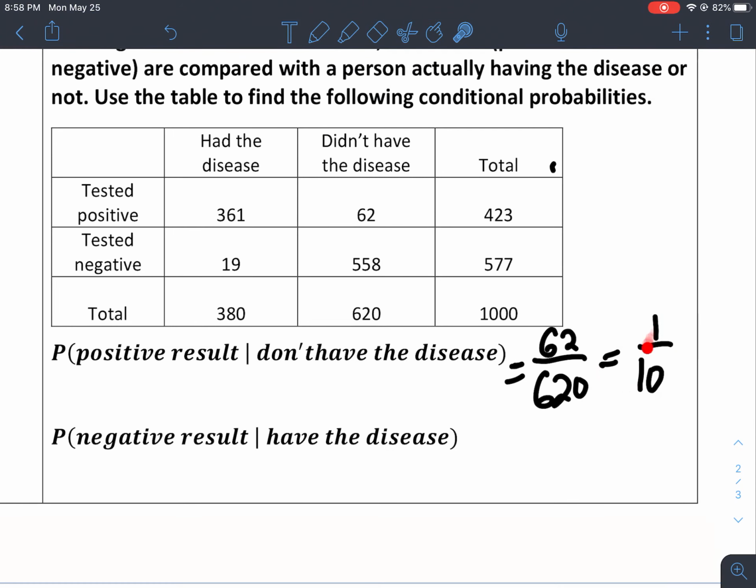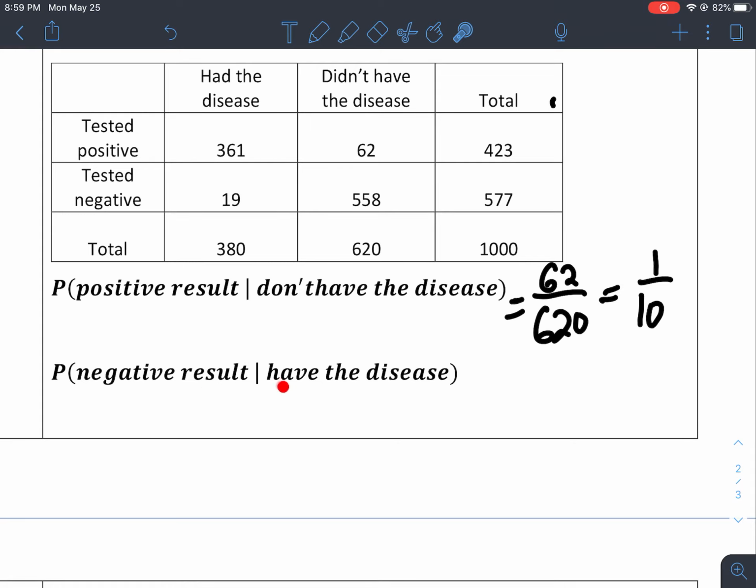So that's the chance of a false positive on this test, right? They did 1,000. That's a reasonable sample size for a medical test, because it's hard with a lot of diseases to get 380 people with the disease. But yeah, so 1/10, 10% of the people who don't have the disease seem to test positive given this test.